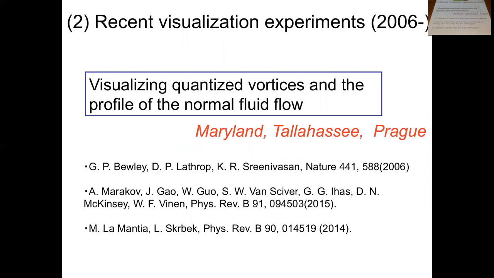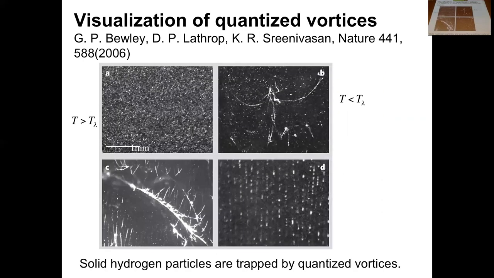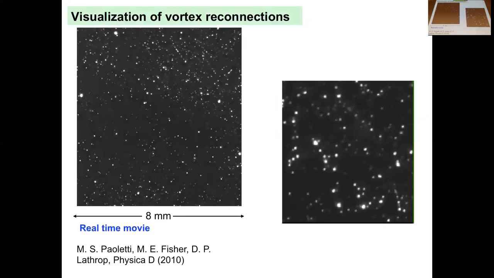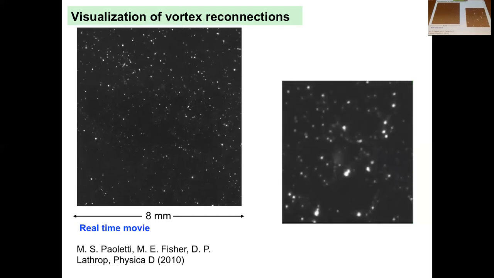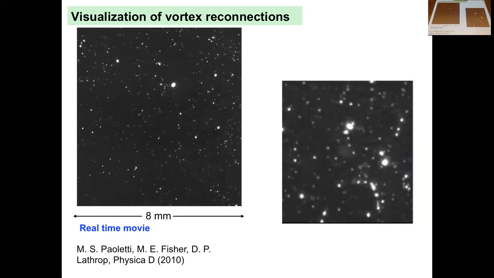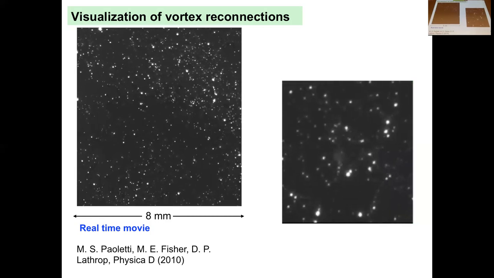About 10 years ago, excellent visualization experiments appeared in our community. Currently, several groups continue these experiments: Maryland, Tokyo, and others. These are the typical papers. Probably this paper appeared first. It was very striking. Dan Lathrop's group introduced solid hydrogen particles, and the hydrogen particles are trapped by quantized vortices. And probably you know very well, this is a reconnection procedure here again. So here is the vortex reconnection. I won't explain the details, but this kind of visualization was performed by the Maryland group.